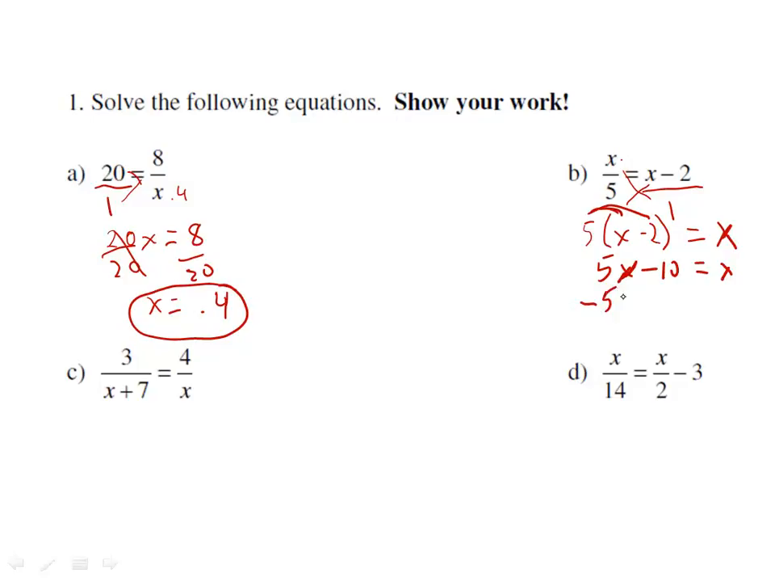Now we just solve it. We got the hard part out of the way. As long as we don't miss negative symbols here, we can take it in for the answer. Divide by -4, and you get x equals 2.5.